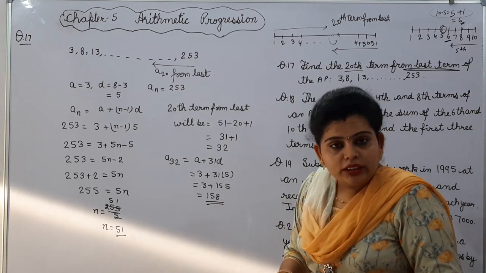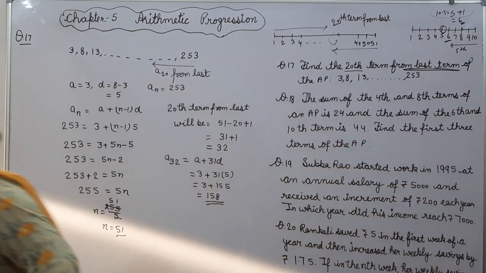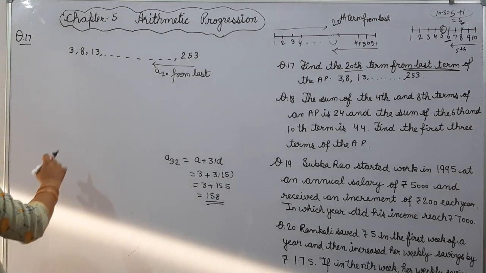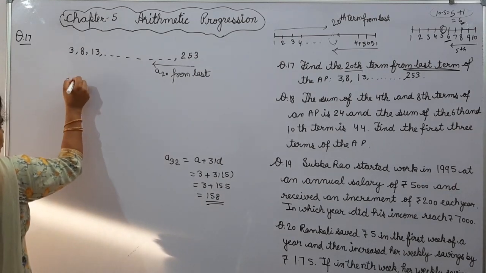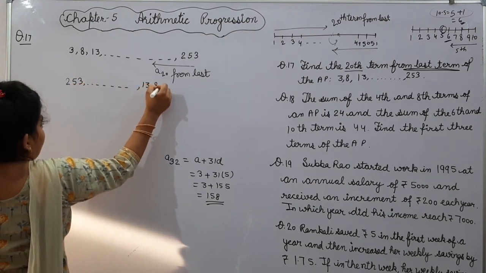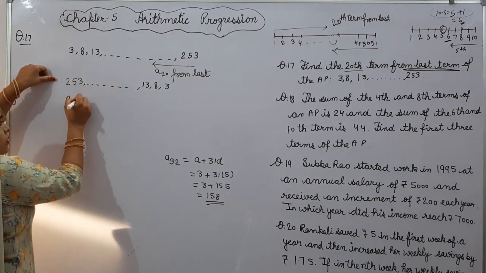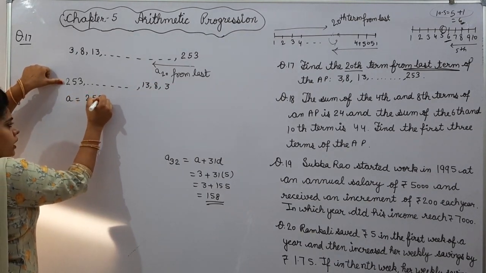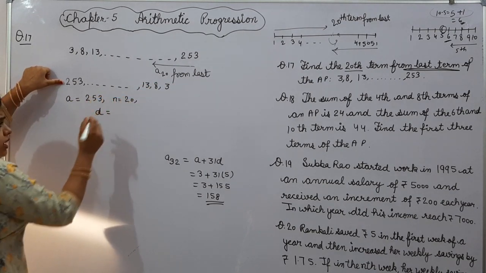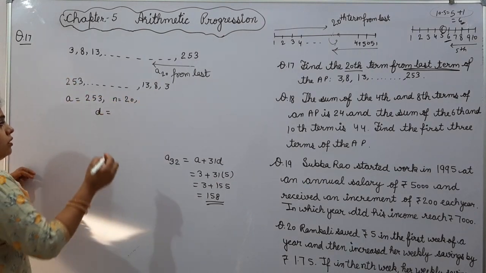There is one more method for doing this question. I am explaining that method also. So friends, we have to find the 20th term from last. So reverse this AP. इस AP को reverse कर दो. 253, 13, 8, 3. So in this case, our first term A will be 253 and n is 20. We have to find D. D के लिए हम किन्हीं भी दो consecutive terms का difference find out कर सकते हैं. We can take the last two terms.